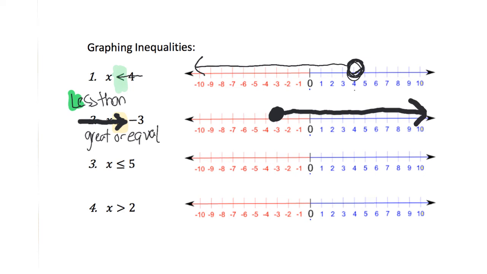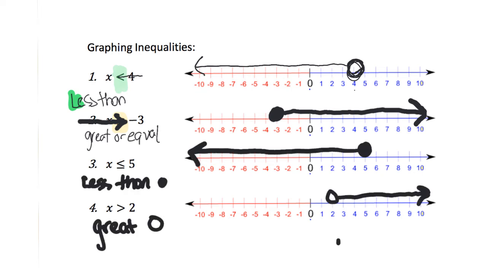Okay? So now I want you to take a minute or two and try to graph the next two. So I would pause my video here, and when you're done, unpause. Okay, so now that you're done, you should have gotten for 3, it's a less than or equal to sign, so that means it's a closed circle going to the left. For 4, it's a greater than symbol, so that means it's an open circle at 2 going to the right.